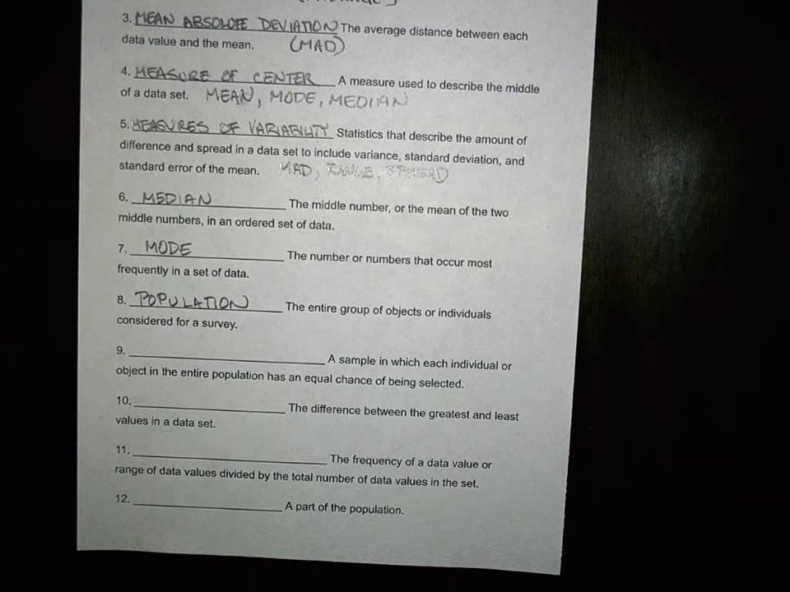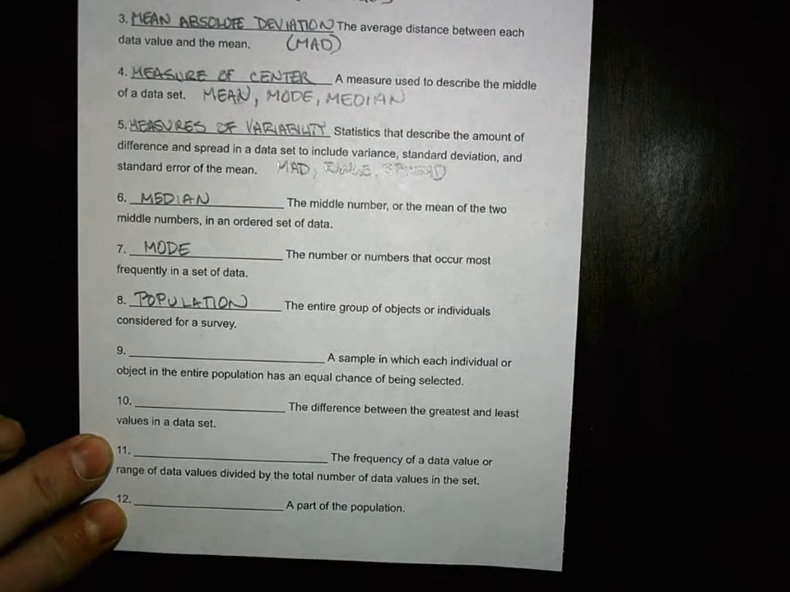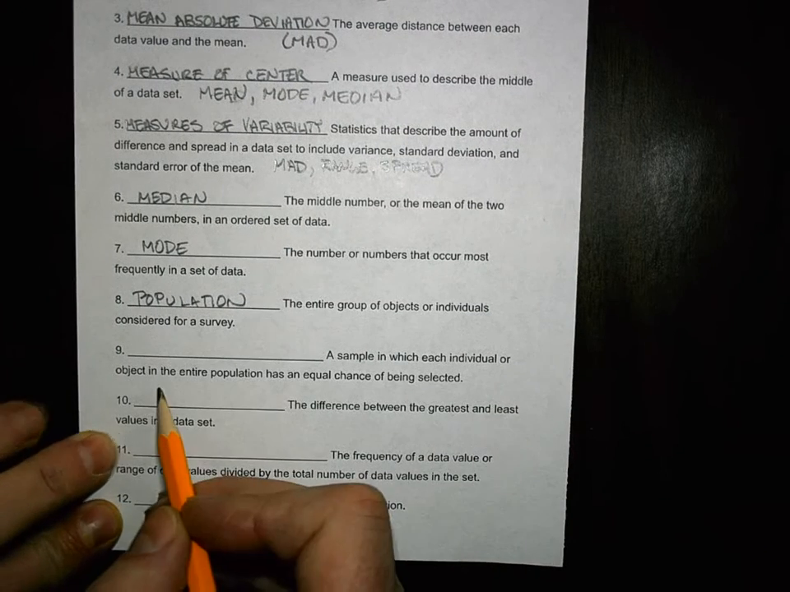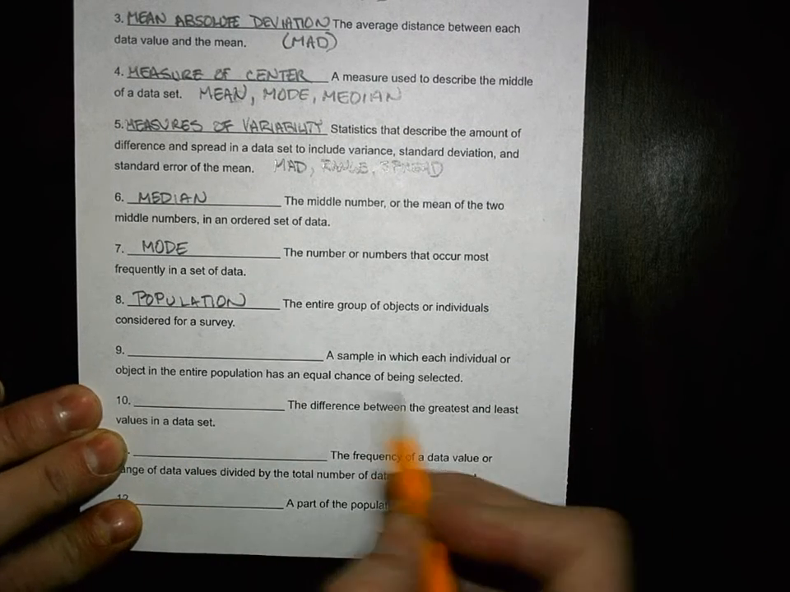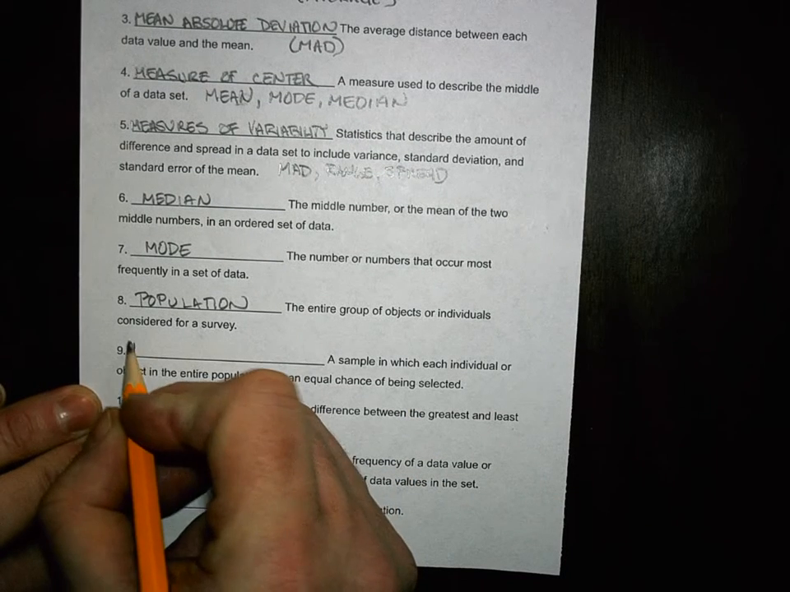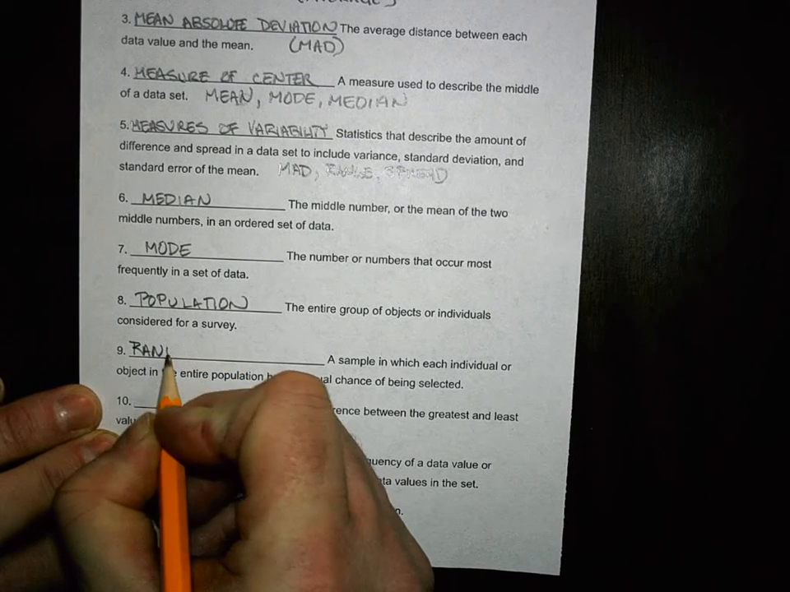Okay? That's the whole population. Let's talk about the next one. A sample in which each individual or object in the entire population has an equal chance of being selected. A random sample. I'm proud you guys remembered this.